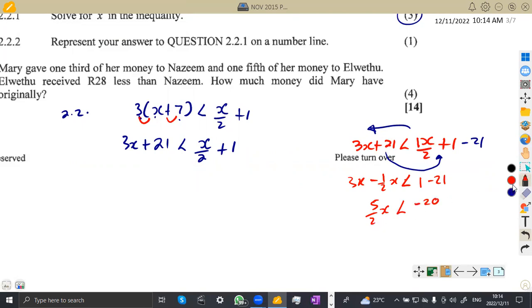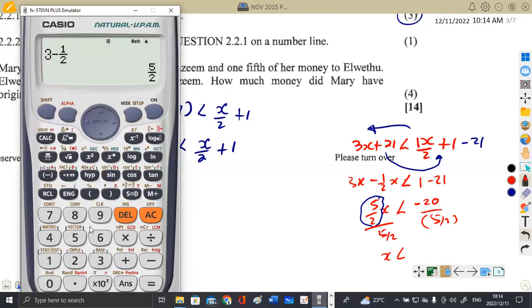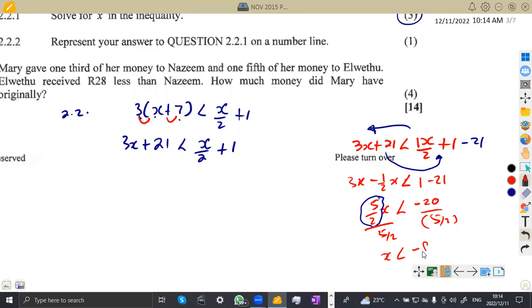So to find x, you simply divide by this number that is affecting x, which is 5/2, both sides by 5/2. So x is going to be less than -20 divided by 5/2. So we've got -20 divided by that answer that we got, that's -8. So x is less than -8. So you could have done it that way, or you can remove the fractions here, because we've got this is over 1 over 1 over 1.